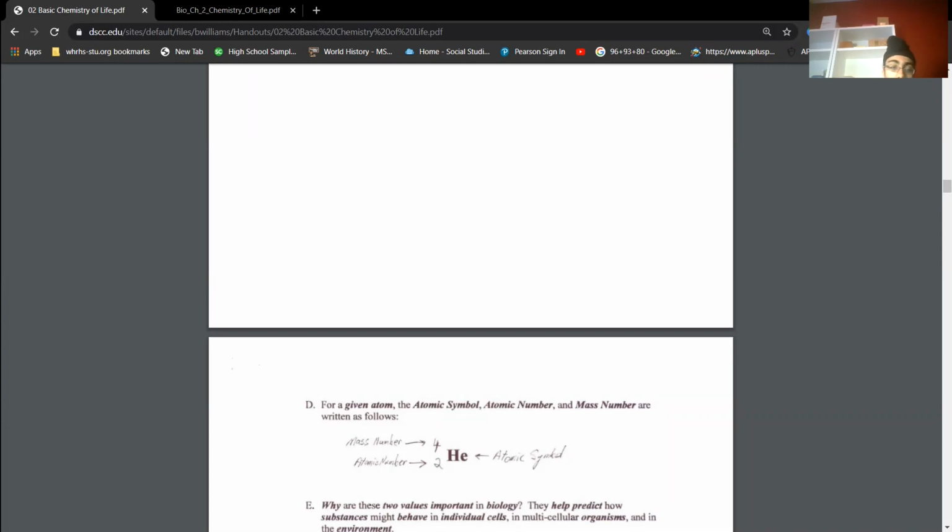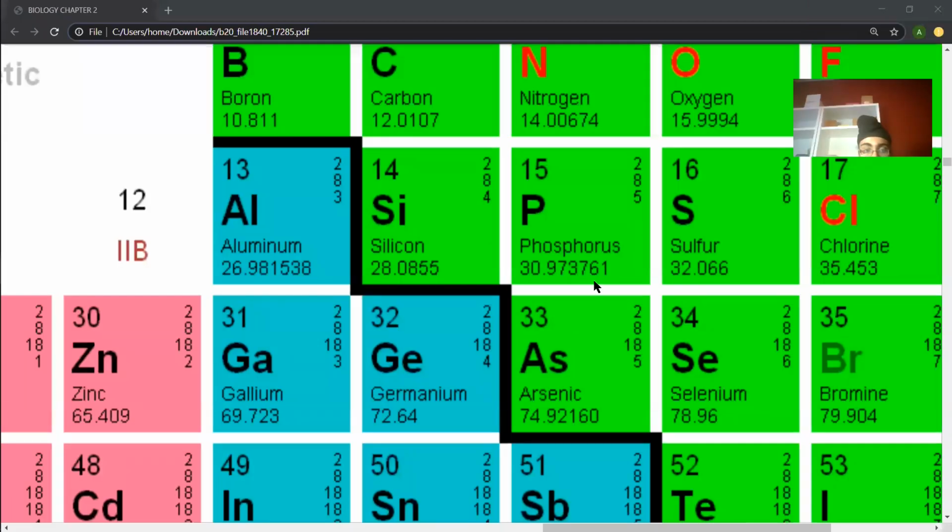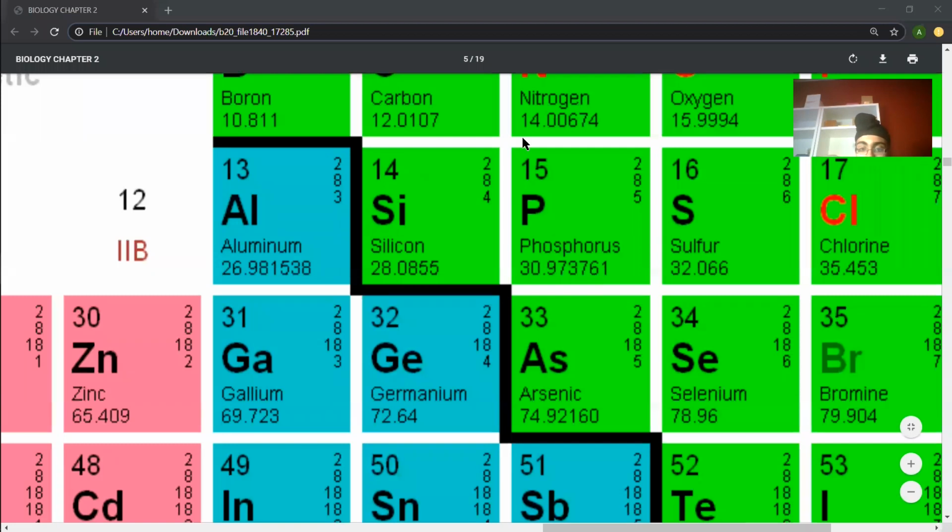Now I have a more interesting one. Let's do germanium, which is number 32 here, Ge, right here. Can you guys see it okay? Let's make sure. So it's 32, germanium, right here.